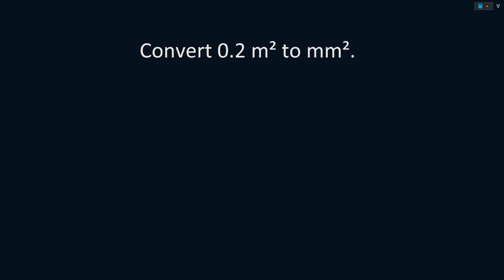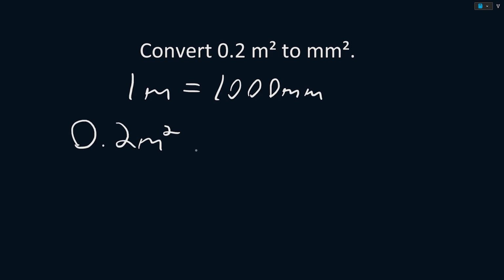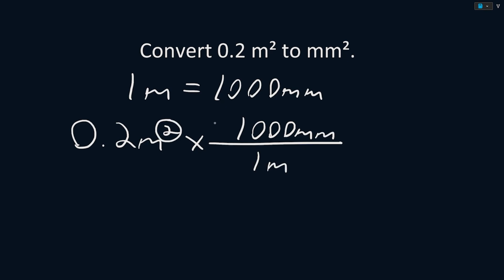Convert 0.2 squared meters to squared millimeters. First, we need to understand the relationship between meters and millimeters. This is that 1 meter is equivalent to 1,000 millimeters. So to convert 0.2 squared meters into squared millimeters, we need to multiply through our conversion factor of 1,000 millimeters for every 1 meter. Since the meters are squared, we need to also square our conversion factor.